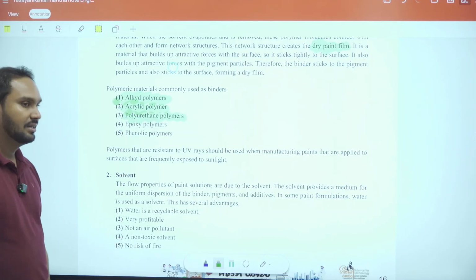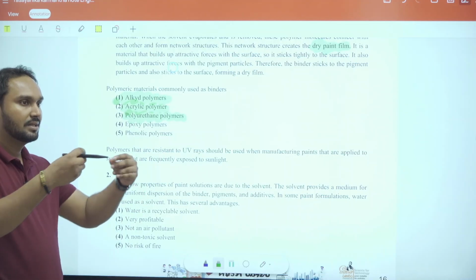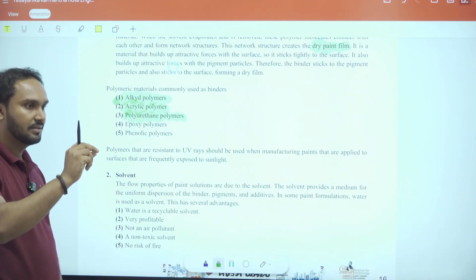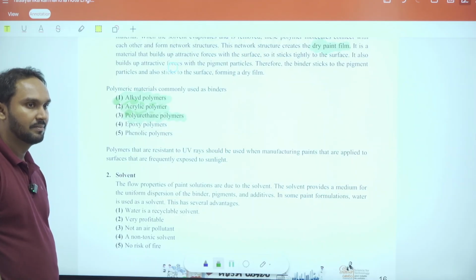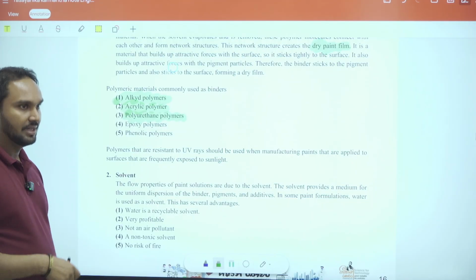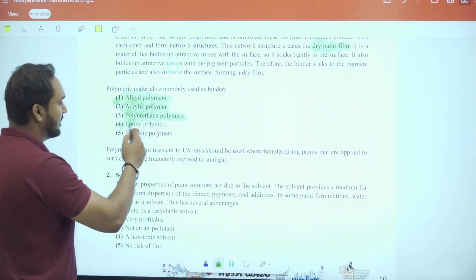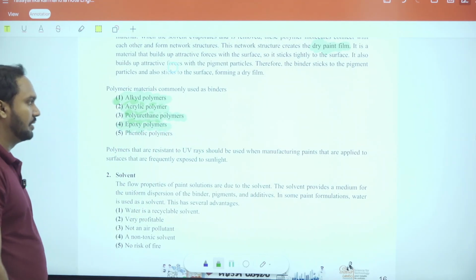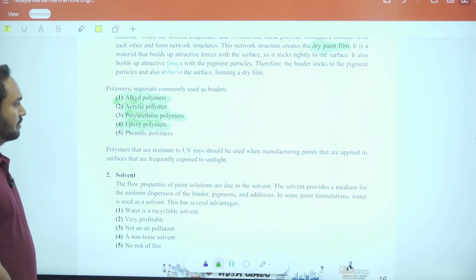Epoxy resins are there. Never heard of it? Like mixing 2 of the liquids, you form a very hard and thick gum. Those are the epoxy resins, the two-part mixes you get at hardware shops. It's one of the polymers or the fillers or the binders, right?